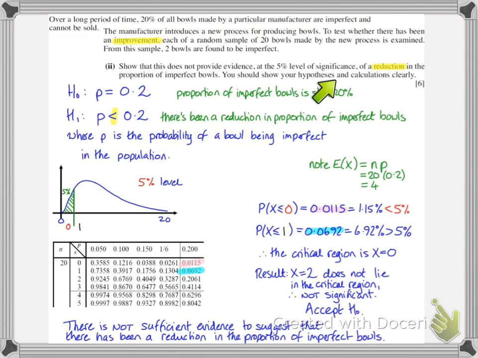It said you should show your hypotheses and calculations clearly. So here are my hypotheses, that's the bit with the p's and this sentence underneath as well. And the calculations, that's these values, with the 0 and the 1, showing how I've chosen my critical region. There is another way to do this by looking at the probability of getting less than or equal to 2 bowls, and we'd see that that's more than 5%. So that's another way of realising that 2 would not be in the critical region.